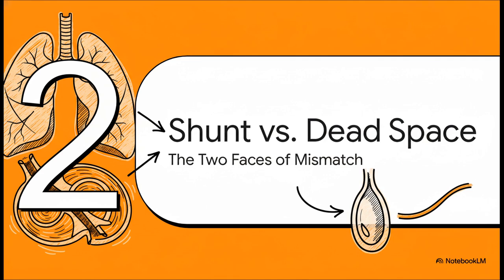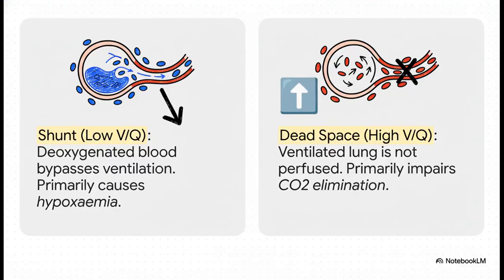All right, so we've got the ideal scenario down. Now let's flip the coin and look at the two main ways this whole system can break down. We're talking about shunt and dead space, the two faces of VQ mismatch. Getting this distinction crystal clear is absolutely essential. Okay. This slide, you're going to want to screenshot this one. It's a classic exam setup.